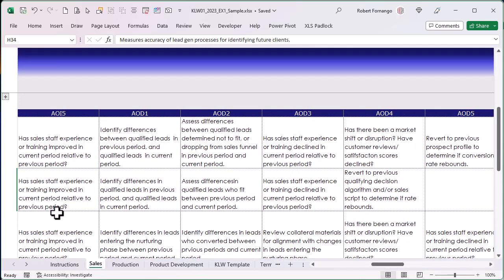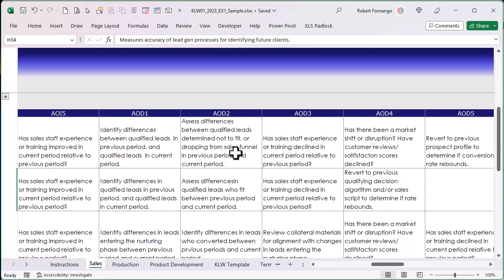So if we see that this number goes down, we may want to know, is there a difference in the qualified leads in this period versus the previous period? If there are differences in the leads who fit between the previous period and this period, again, has the sales staff experienced a change in their level of training or competency? And then again, if we need to, we can always revert back to the previous qualifying decision.